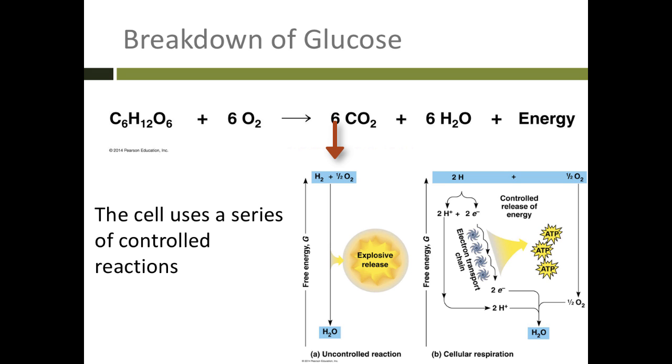However, if we do this, we'll get a huge explosion, and so much energy will be released all at once, the cell won't be able to control the reaction and harvest the energy that's released. Most of that energy will be released as heat to the environment. In order to harness the energy, we must use a multi-step series of reactions to break the high energy bonds and strip electrons from glucose one by one.